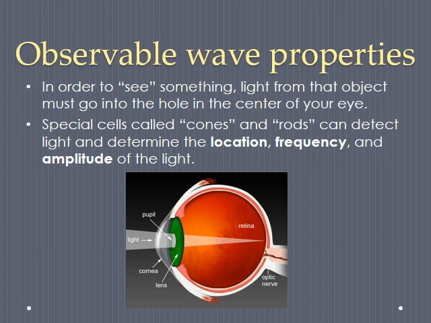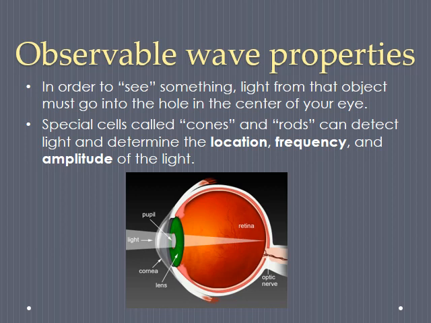So in order to observe or detect light, that light needs to be able to go into that hole in the middle of your eye called the pupil. Once that light passes into your eye, we have special receptor cells at the back of the eye called cones and rods, and they are the cells that help us determine the wave properties. For example, those cells can detect the frequency and the amplitude of light, and we'll talk about what we notice those properties as in a few minutes.